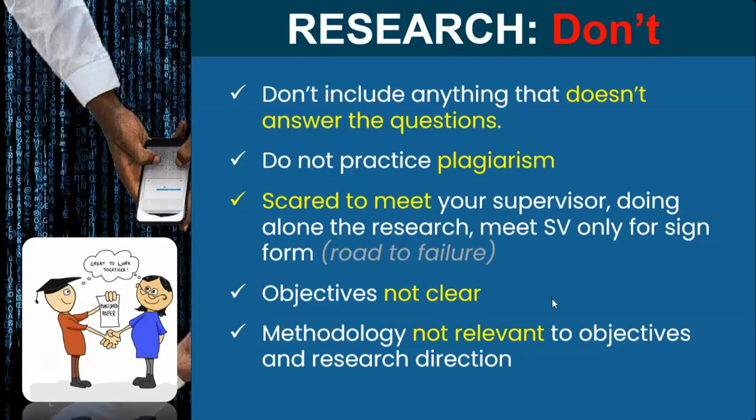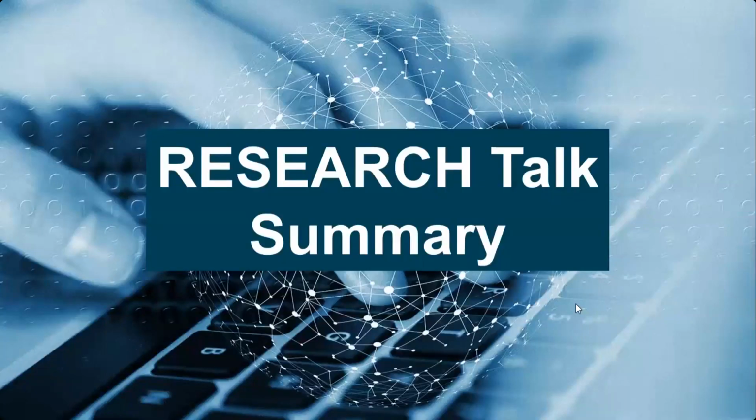Make sure that your objective is clear, yeah, and precise. And then methodology not relevant to the objective and research direction. Haywire. Your research objective is like this, your research questions are like this, research aim doesn't answer the research questions and so on. So haywire. Yeah. Don't.